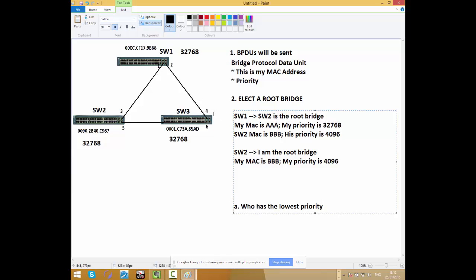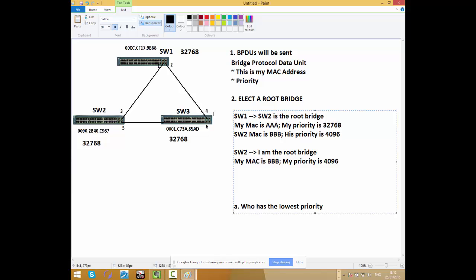So the other one goes, hello, I'm the root bridge. Then he's like, hold on. You just told me you're the root bridge. You have a lower priority than me. Therefore, I'll stop advertising myself as the root bridge. I'll start advertising you as the root bridge. Then it goes further. Then maybe they come across another BPDU, and the BPDU says, okay, how are you guys? You know, I have a better value than you.